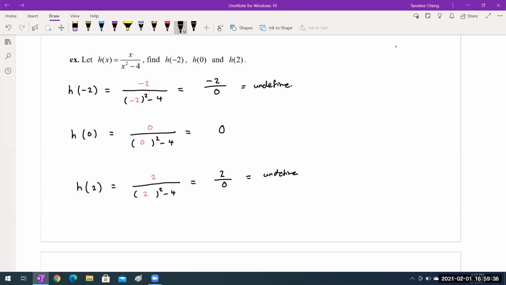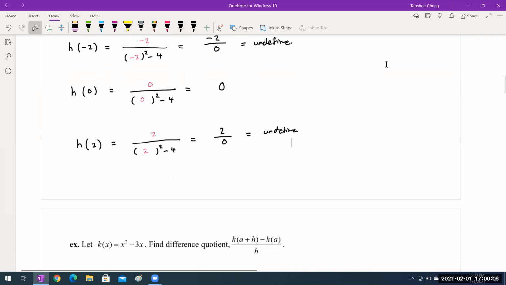Hopefully this example helps you recall that if you have rational functions, you have to be careful with your denominator and what your input is, because the denominator cannot be equal to 0. That's going to help us find the domain of rational functions in later examples. Now, this is evaluating functions. Let's take a look at the next part.